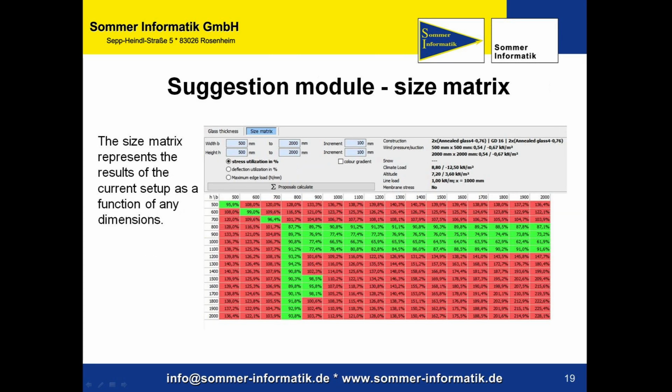Suggestion module size matrix. Here the glass thicknesses are not varied. Here the set glass thickness remains the same, only the widths and heights are varied. This results in different utilization depending on the glass thickness, height and width, and we then display the whole thing in a matrix where you can see which dimensions of my glass with the specified construction and the specified loads work accordingly and which ones result in the stress or the deflection being exceeded.